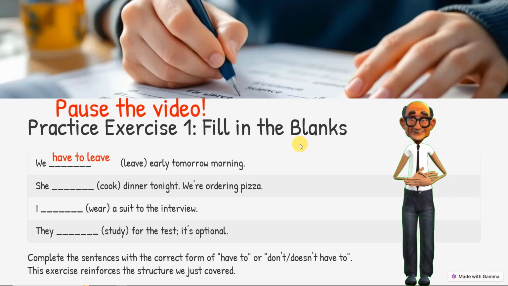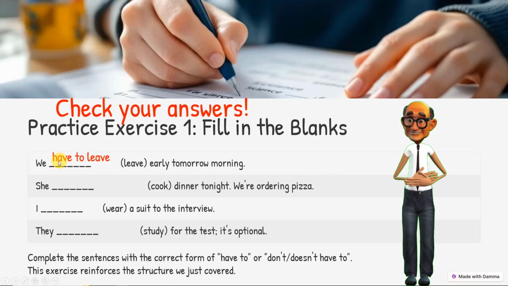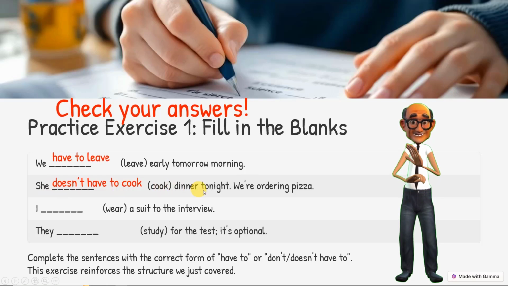So without further ado, let's go and check what are the correct answers. The first one was given to you. We have to leave early tomorrow morning. Right, the second one, she doesn't have to cook dinner tonight. We're ordering pizza, right? You can see ordering pizza, so that means she doesn't have to cook.